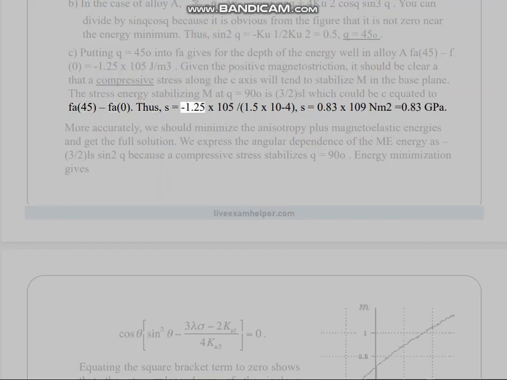Thus, sigma equals minus 1.25 times 10^5 divided by 1.5 times 10^-4. Sigma is equal to 0.83 times 10^9 N/m2 equals 0.83 GPa.